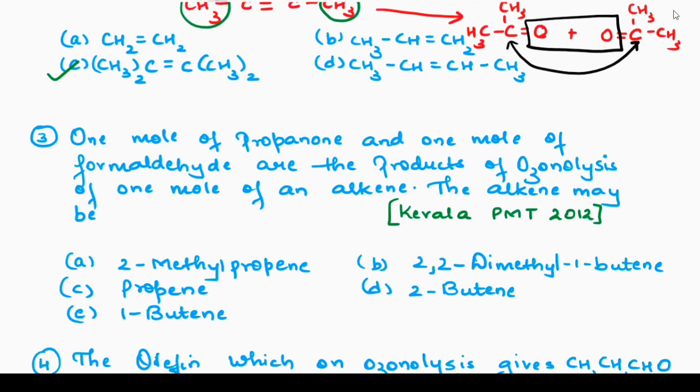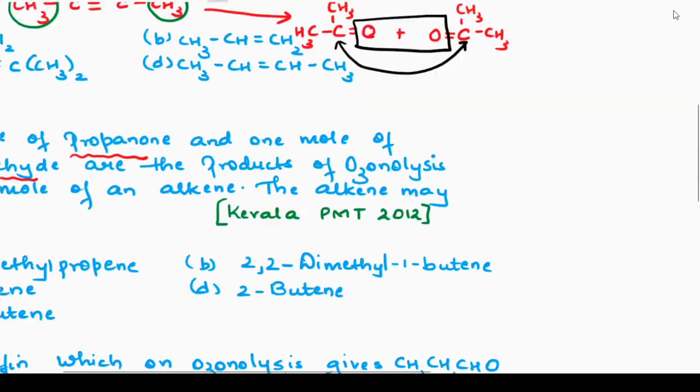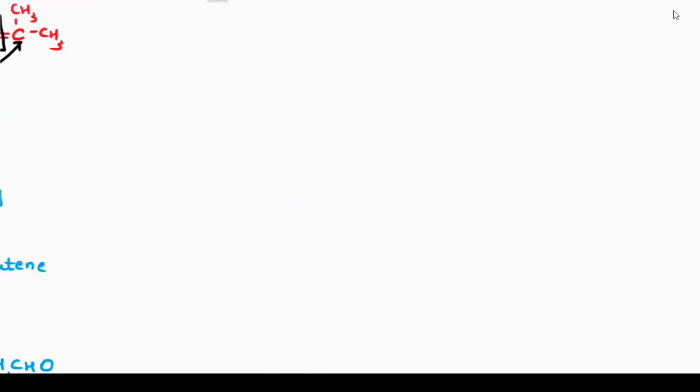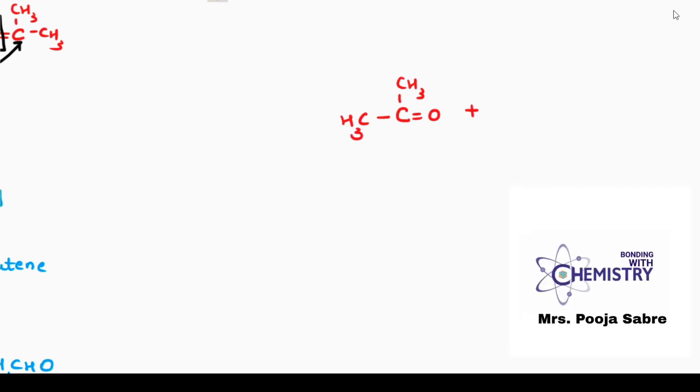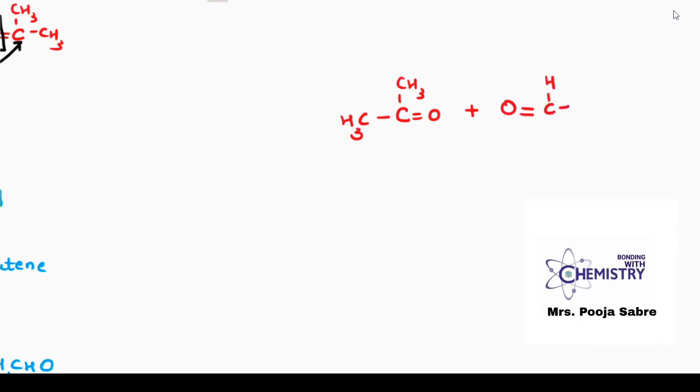The next one is the third question. 1 mole of propanone and 1 mole of formaldehyde are the products of ozonolysis of 1 mole of an alkene. The alkene may be... we have been given propanone and formaldehyde. So I will write down the structure for propanone: CH3, CH3. Propanone is nothing but acetone, remember, plus formaldehyde. So this oxygen, I will put it over here. This will be hydrogen and hydrogen.